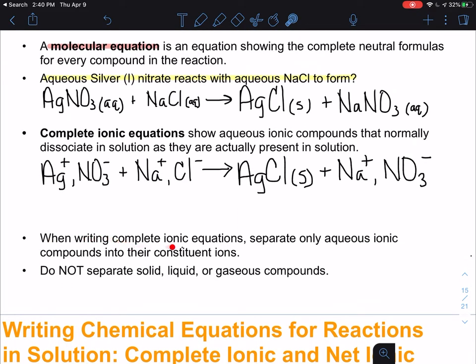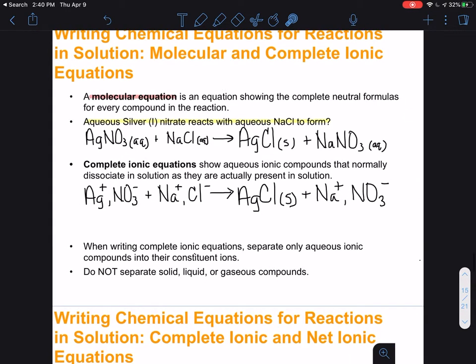So when writing complete ionic equations, separate only aqueous ionic compounds into their constituent ions. Do not separate solid, liquid, or gaseous compounds. It's only going to be the aqueous ionic compounds, okay?